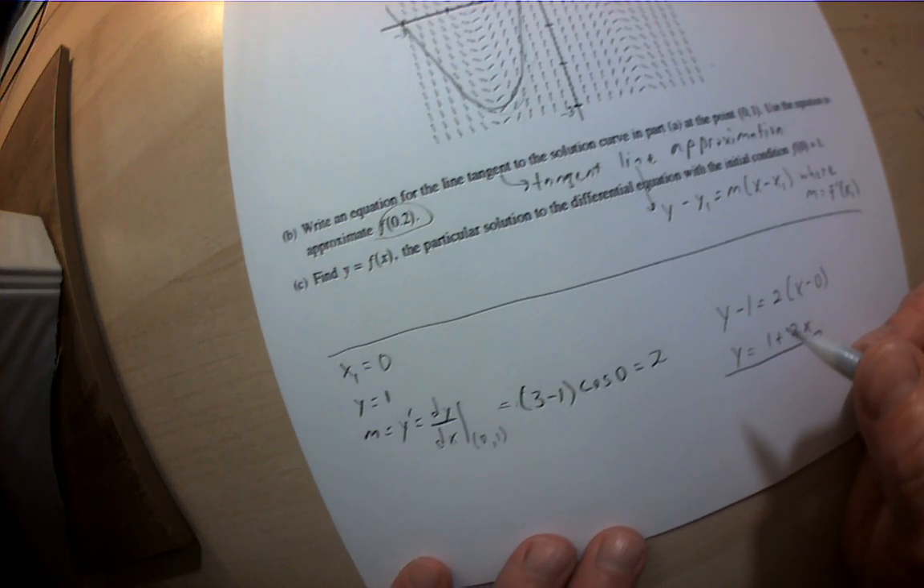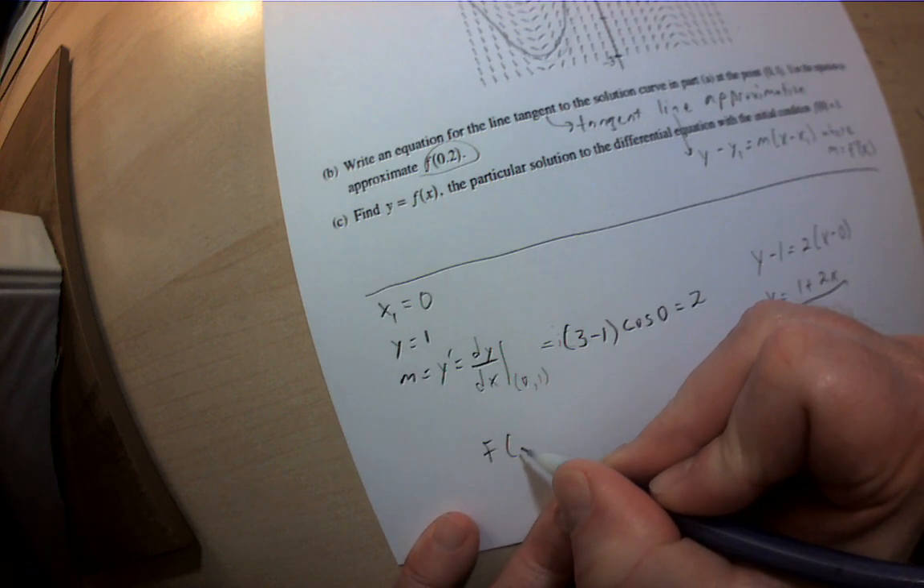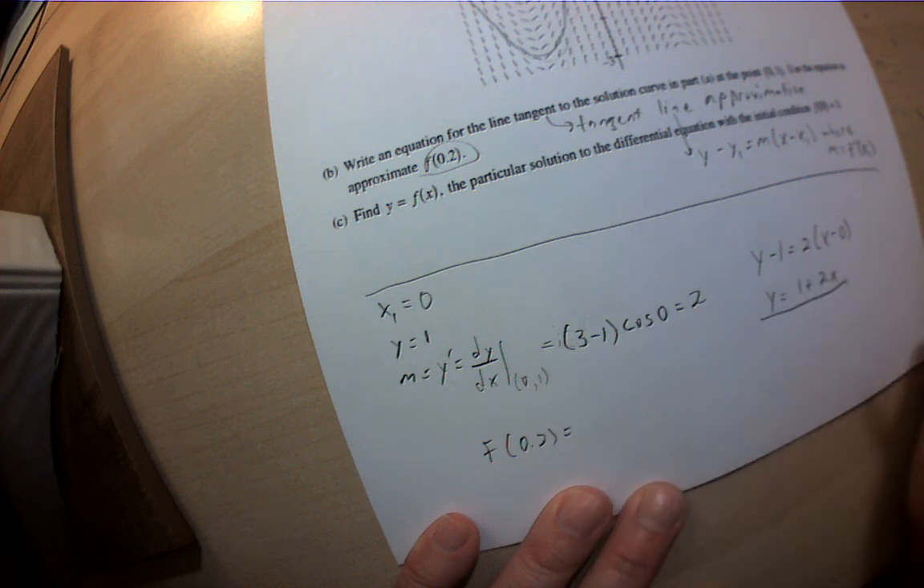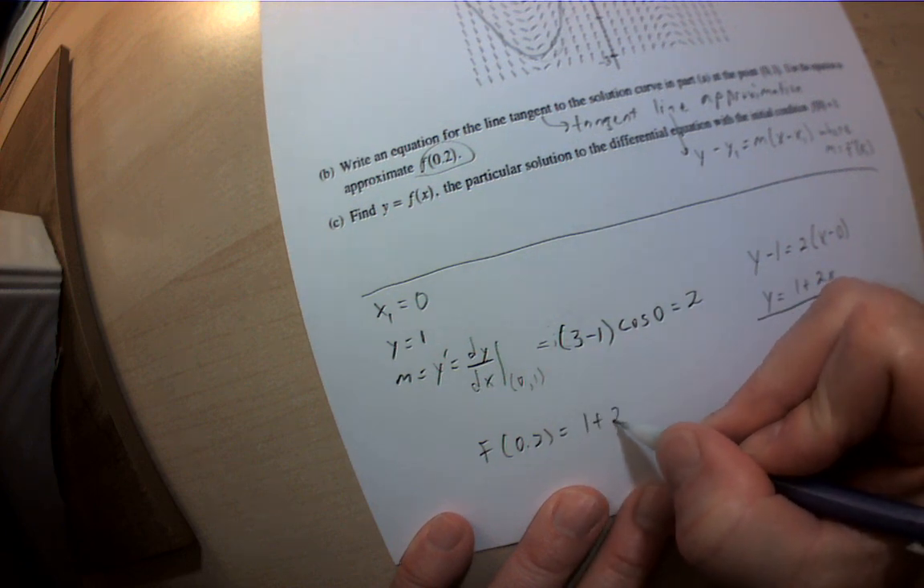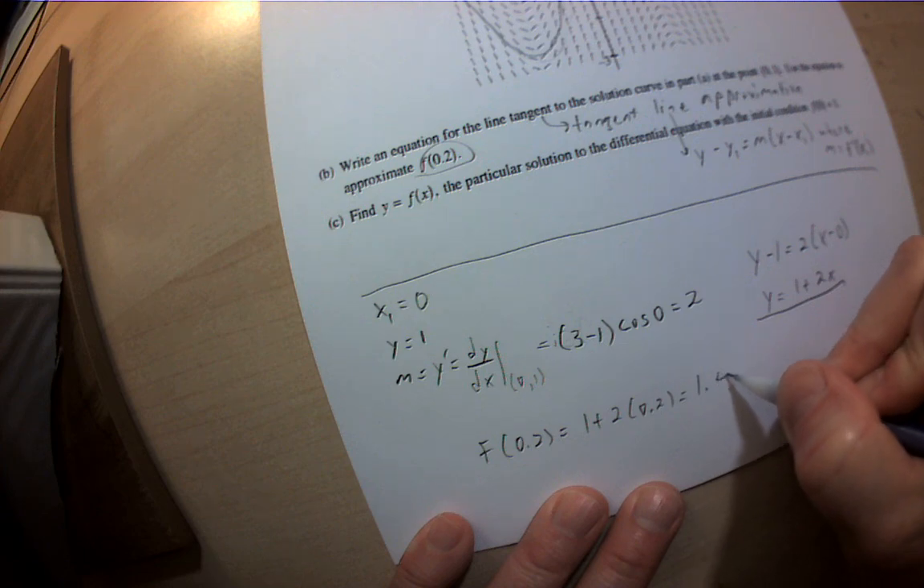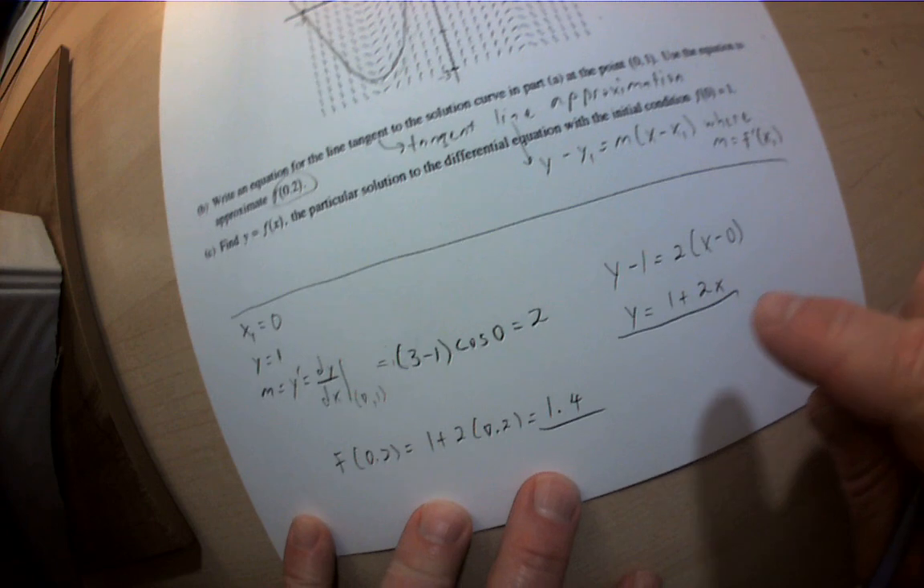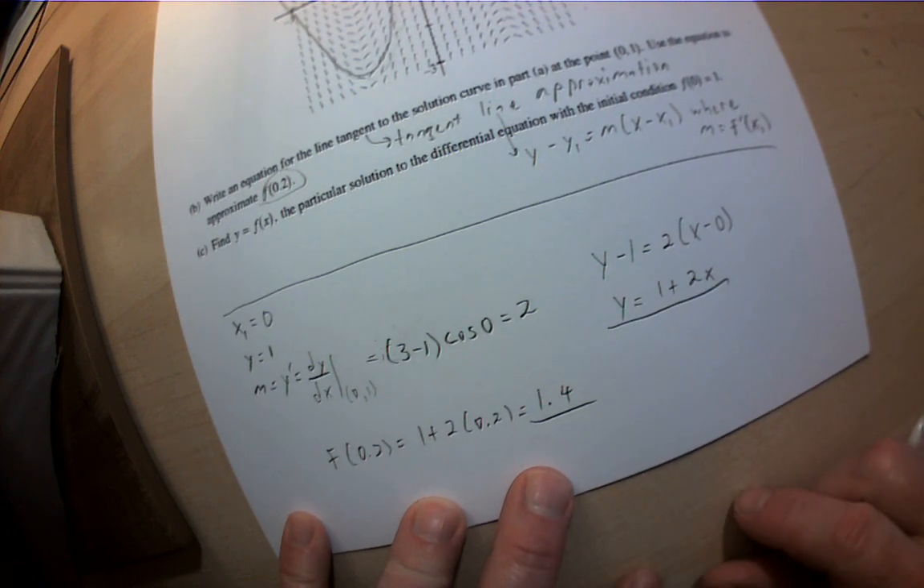I can see that's 1 point in the solution. And then they want f of 0.2. It's just 1 plus 2 times 0.2, which is 1.4. So guys, this is 3 points. 1 point for that, 1 point for that, 1 point for that. You've got 3 of the 9 points.